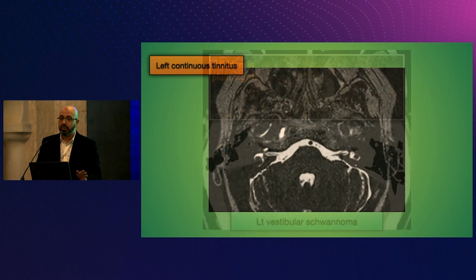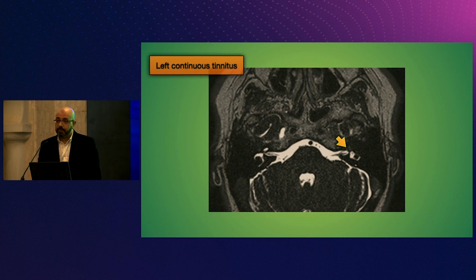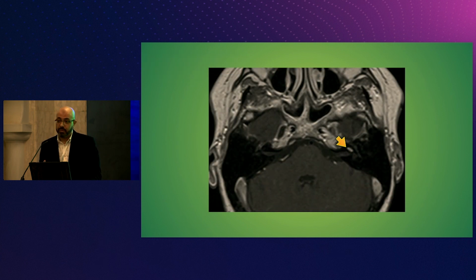So what about smaller ones, which we actually see very often as well? This is a patient with left continuous tinnitus, and on your sequence here, you can see a small filling defect, which you can appreciate if you compare both sides. In the basal turn of the cochlea on the left-hand side, the symptomatic side, there's a filling defect here. Give contrast and it's enhancing. So this confirms your suspicion that it is going to be a vestibular schwannoma.